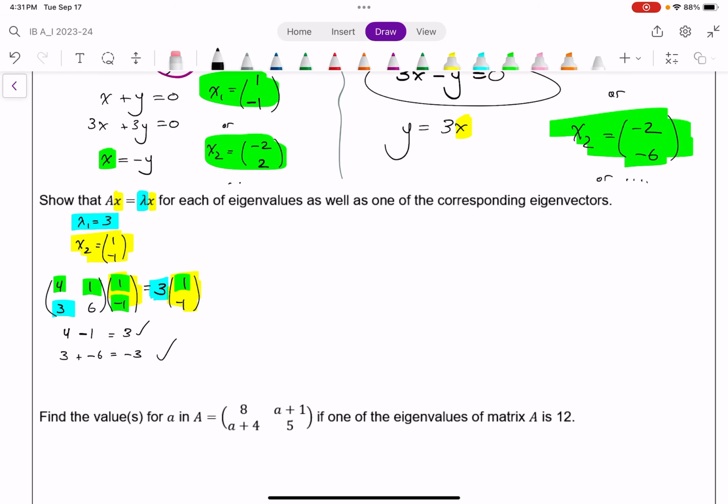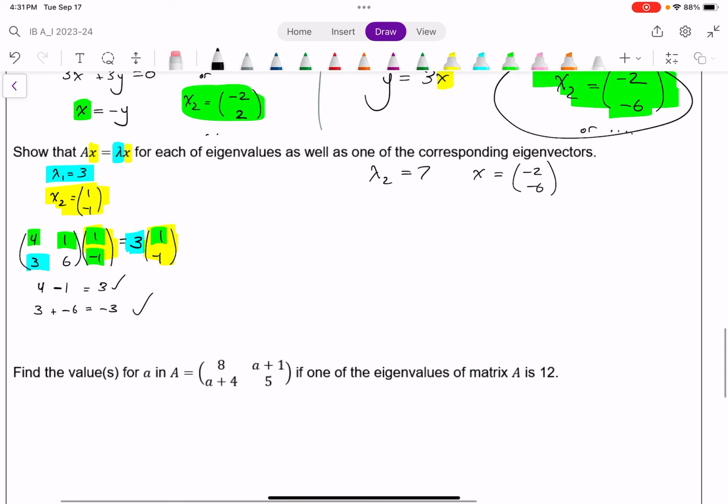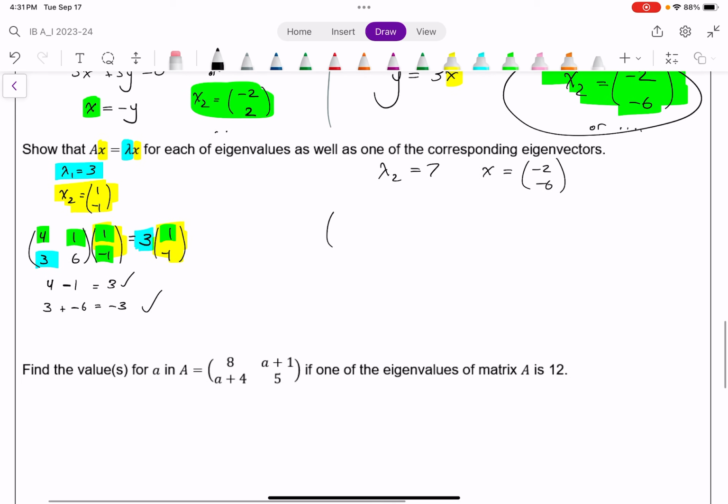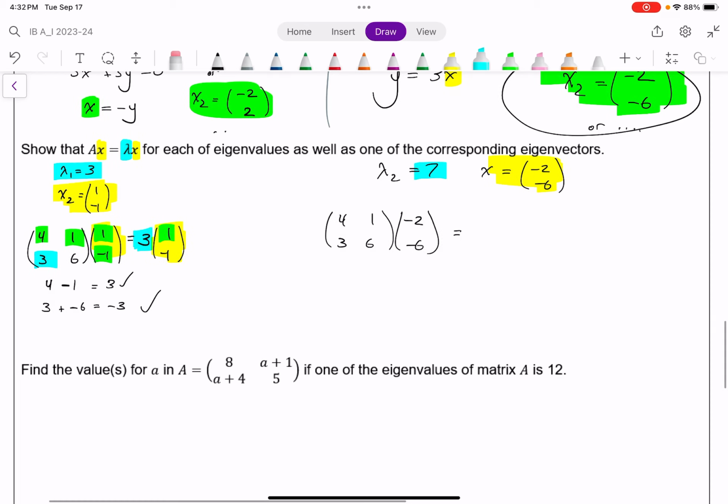Let's try for the eigenvalue of 7. And let me pick this second one, because again, it doesn't matter. All right, so I know if I take matrix A, which again, I have been using for quite a while now, and I multiply by the eigenvector, I've chosen this one, so negative 2, negative 6. That should work if I take my eigenvalue, which is 7, times that same matrix.